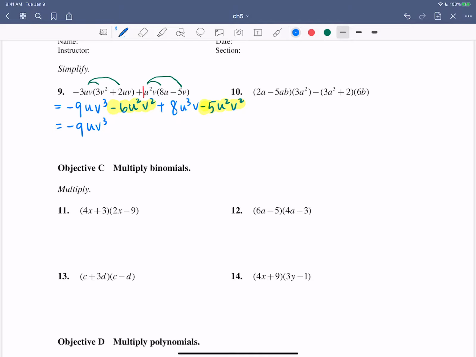Let's combine the 2 highlighted terms. Negative 6 minus 5, that's negative 11. Copy the variable part, u squared, v squared. And then simply copy the very last part, 8u cubed, v. And that completes this problem.